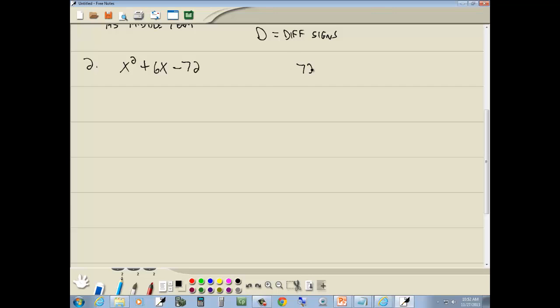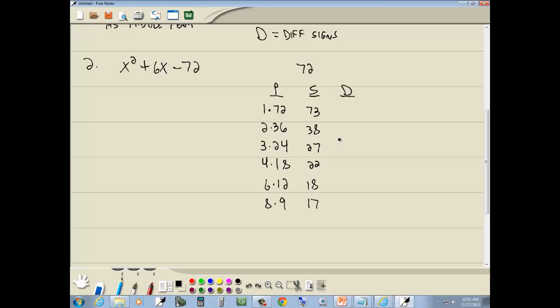So we take the number at the end, which is 72, and we're going to come up with our 3 columns. So we'll list all the products that give us 72. We got 1 times 72, 2 times 36, 3 times 24, 4 times 18, 5, no, 6 times 12, and 8 times 9. Now we're going to add them together, S column. 1 plus 72 is 73, 2 plus 36 is 38, 3 plus 24 is 27, 4 plus 18 is 22, 6 plus 12 is 18, 8 plus 9 is 17.